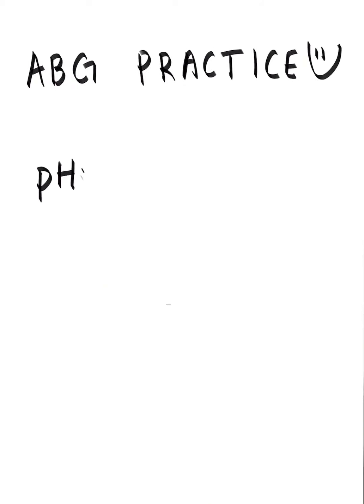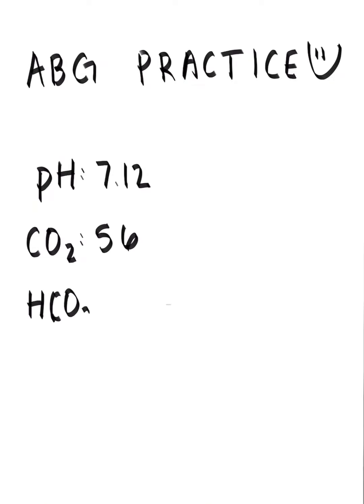So let's start off with pH. We're going to have a pH of 7.12. We're going to have a CO2 of, let's say, 56. And then let's do a bicarb of 29.